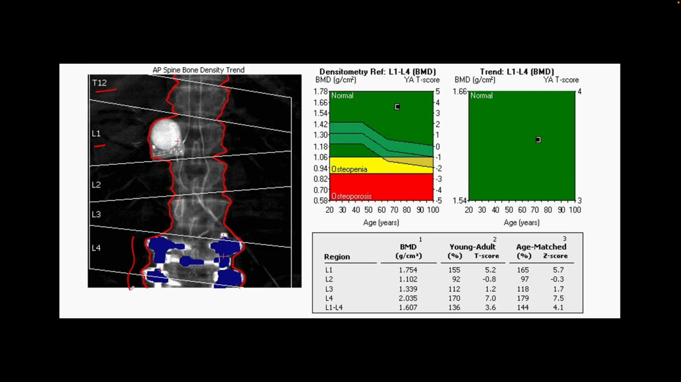At the level L4, L5, there is posterior fixation. We see the hardware that they've tried to remove from the image, but we cannot use those vertebral bodies for analysis. So the only vertebral bodies that we are left with for good analysis of the bone mineral density in their lumbar spine are L2 and L3.